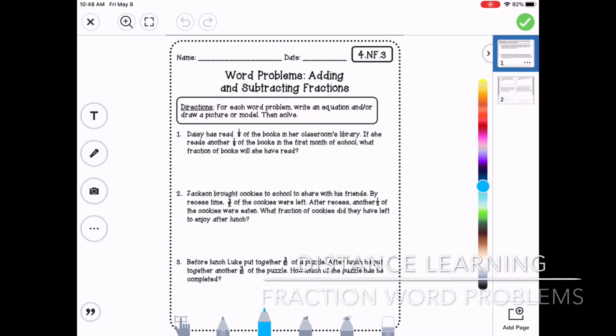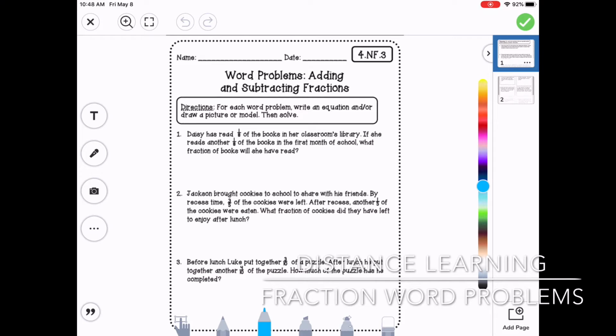Good morning, fourth graders. Today in math, we're working on fraction word problems. So what you're going to need to do when you're reading each problem is to figure out the fractions you're going to need to use, and then to figure out if the problem wants you to add or subtract those two fractions. So let's go over number 1 together, and then you can pause the video and try the rest on your own.